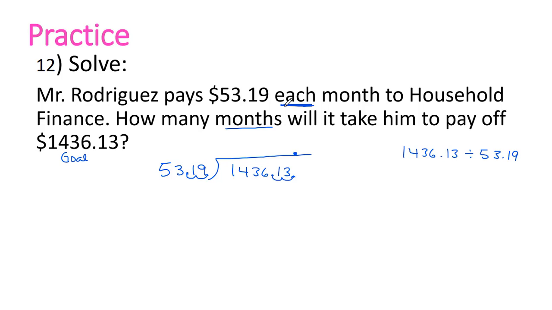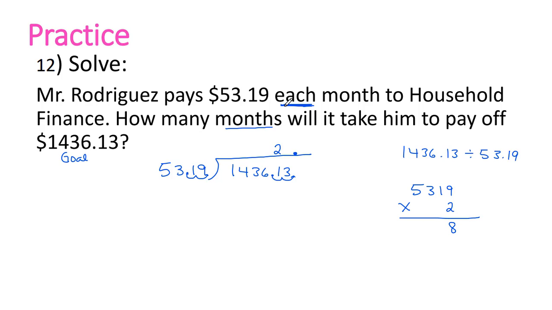So we have 5,319. Going into 1, no. 14, no. 143, no. 1,436 doesn't go. 14,361, that's where we're going to be at. Now 5,000 times 2 is 10,000. And 5,000 times 3 is 15,000. So 15,000 is too much. So we're going to put a 2 up here and then do the work on the side. 5,319 times 2.